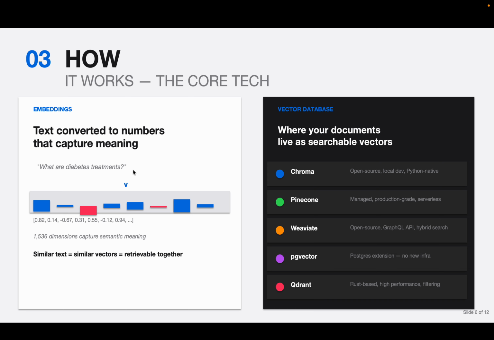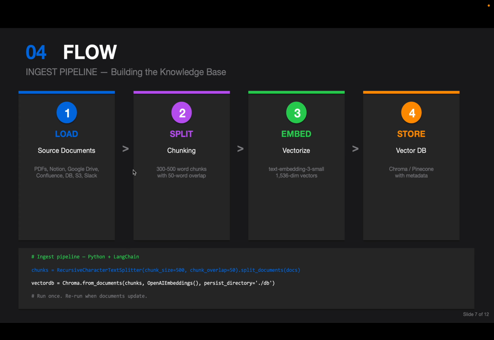So Pinecone is very famous, managed, production grade, serverless. Weaviate is open source, with a GraphQL API and hybrid search. pgvector, I think we can remember, is a Postgres extension, new infra. Qdrant is Rust based, with high performance filtering. These are the vector databases. We can say Pinecone or Weaviate or pgvector, those are very important.